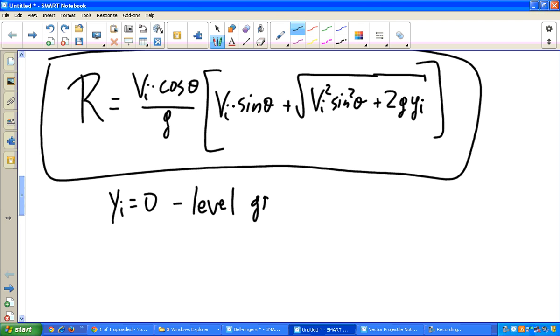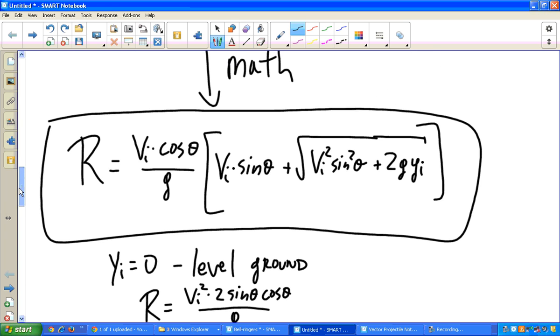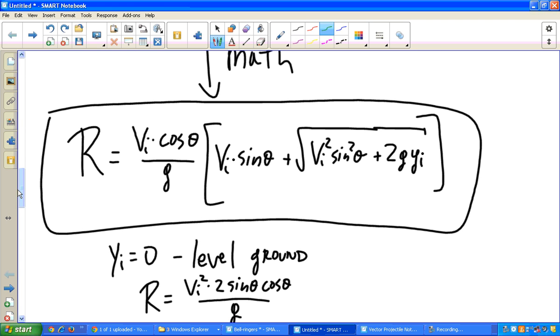I'm going to plug in my y initial to make sure that this range equation reduces to the previous range equation, which I'll have you recall was vi squared times 2 sine theta cos theta over g. Of course we did the double angle formula, but I want to leave it like this. So I'm going to plug in my y initial of 0 into this equation. Notice that the only y initial is in this term right here, so when I plug in 0, that whole term collapses to 0, making it nothing.